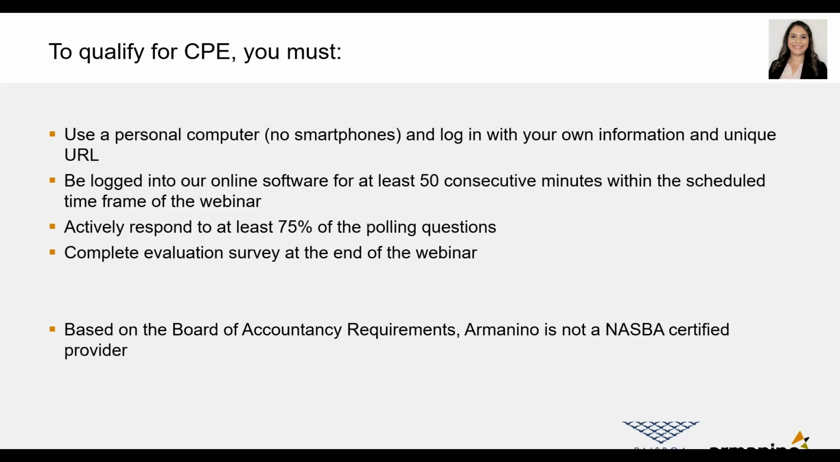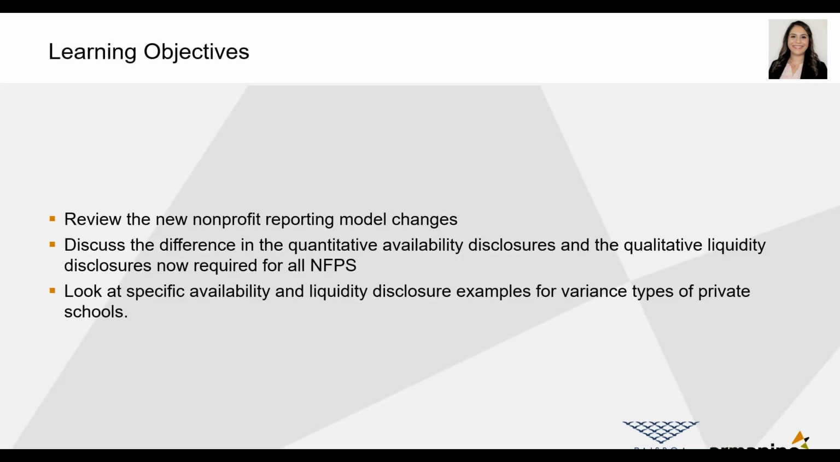I do want to make sure we go over our learning objectives for today. Today we're going to review the nonprofit reporting model changes, discuss the difference of the quantitative availability disclosures and the qualitative liquidity disclosures now required for all nonprofit private schools. We're also going to look at specific availability and liquidity disclosure examples for various types of private schools.